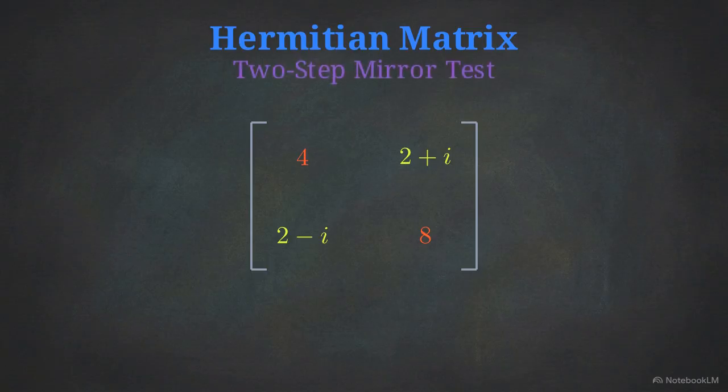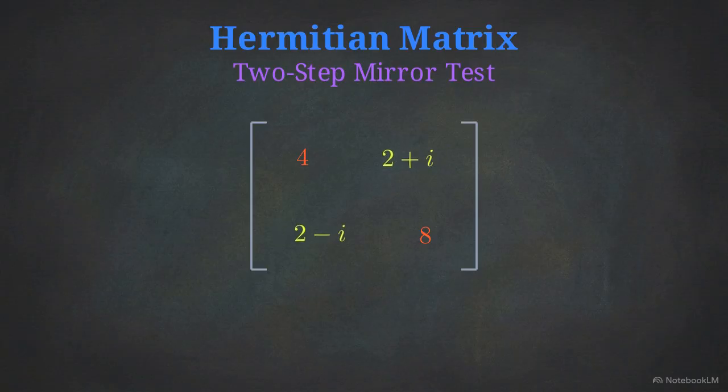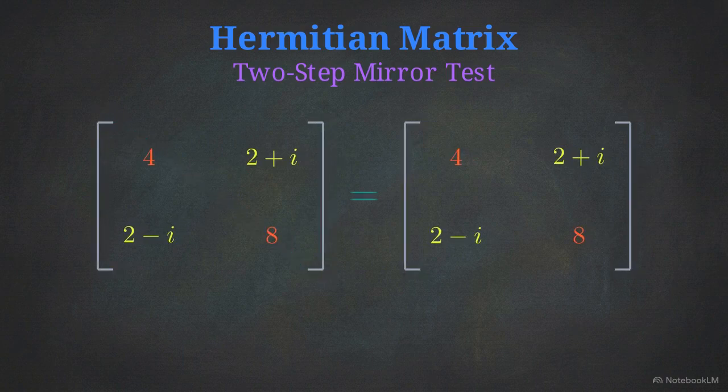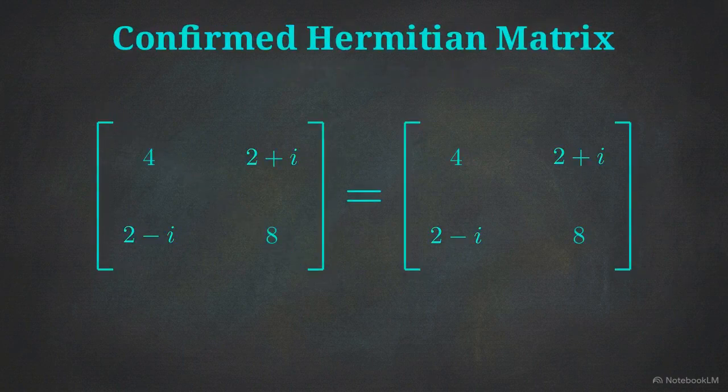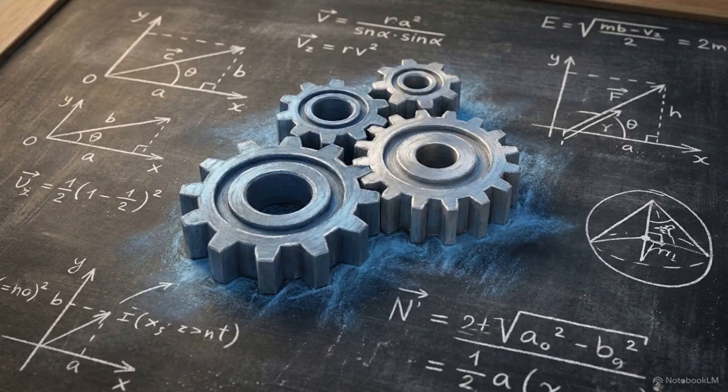To test for a Hermitian matrix, we put it through a two-step mirror test. First, we imagine a diagonal line cutting through the center, and we flip the grid by swapping the numbers across that line. Next, we look at the complex numbers that just swapped places, and we flip their mathematical signs. If a number had a plus sign, it becomes a minus. Now, look closely at the result. If after that double flip, our grid looks exactly the same as the original grid we started with, we have a confirmed Hermitian matrix. That rigid, unyielding symmetry is the exact mechanical structure that gives the matrix its translation power.